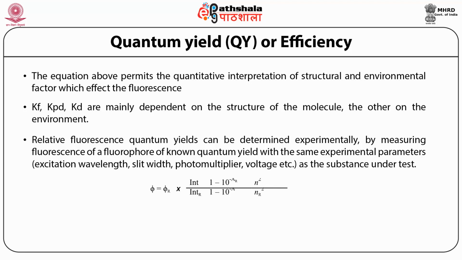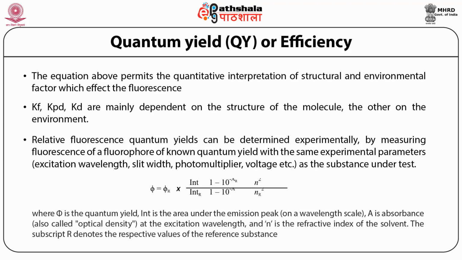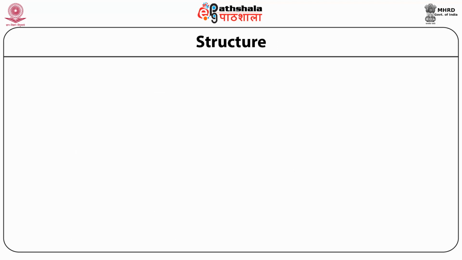This equation can be used to calculate the relative fluorescence quantum yield, where phi is quantum yield, INT is the area under the emission peak, A is absorbance, also called optical density at the excitation wavelength, N is the refractive index of the solvent, and subscript R denotes the respective value of the reference substance. The effect of structure on fluorescence.